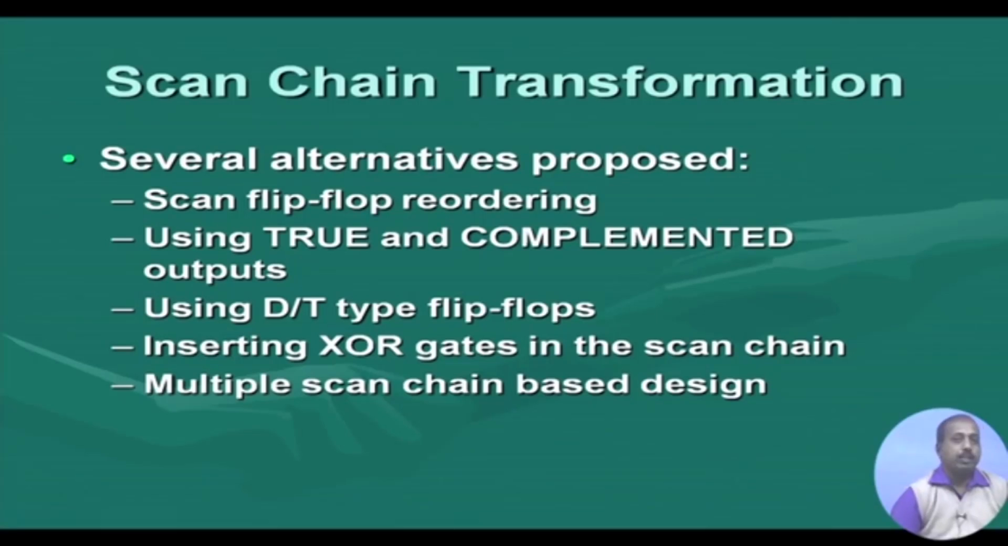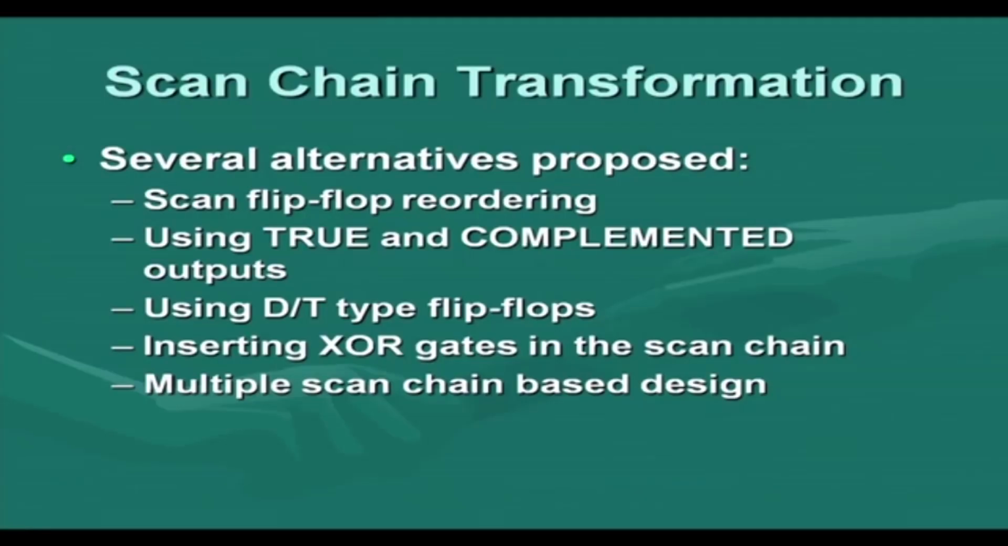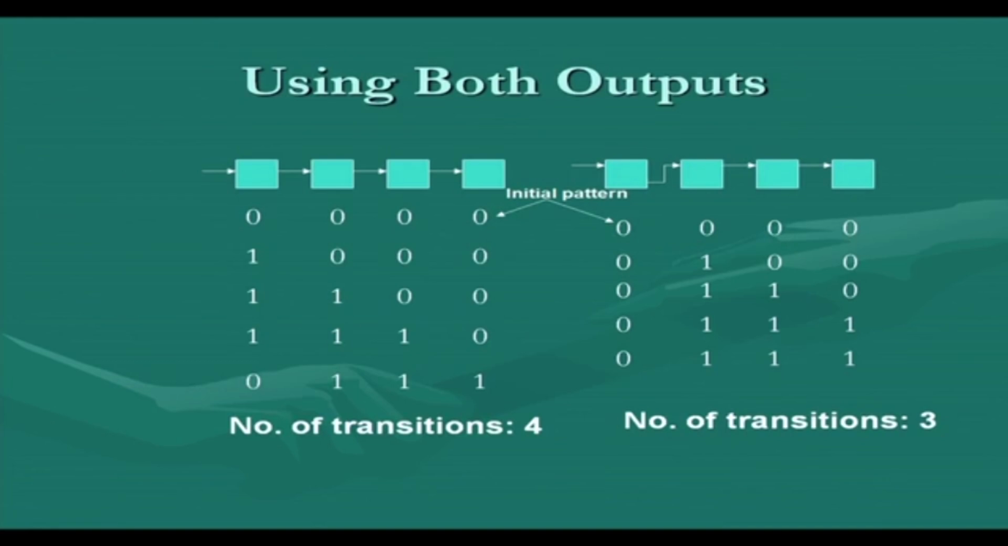Sometimes we can change the type of flip flop that we use in the scan chain. Instead of the normally suggested D flip flop, we can go for other types of flip flops as well, like T flip flops, etc. Sometimes we modify the scan chain by putting additional gates into the circuit, and most of the time an XOR gate is put, because an XOR gate has the possibility of complementing the input. XOR gates are used in many cases, and we also have multiple scan chain based designs. So, we will start with an example where we use both the outputs of a flip flop.